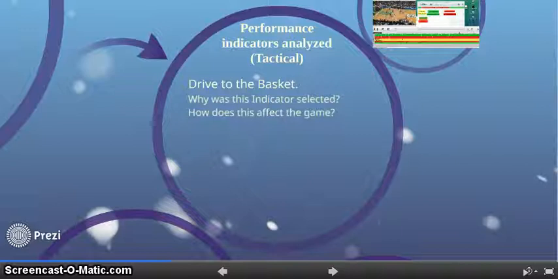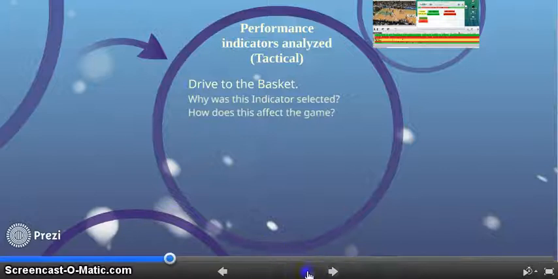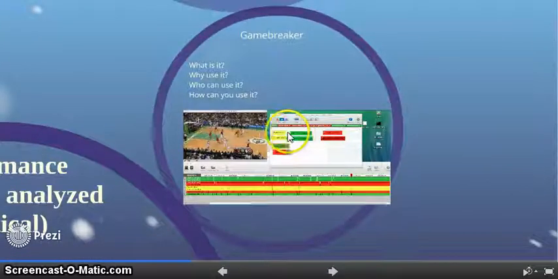Also, the reason Drive to the Basket was chosen is that one of the main aspects of the game itself is being able to create spaces, and one of the ways to create spaces is using the ball dribble. This was taken from Lamas et al. 2011. Moving on to Game Breaker.